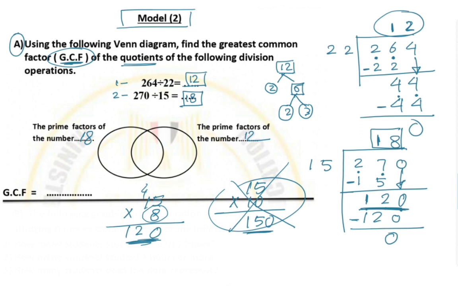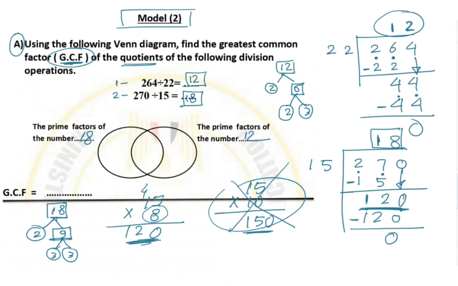Go to the next number. We have 18. Start with 2. 2 by what equals 18? 2 by 9. 2 is prime, but 9 is not. 2 by what equals 9? There is no number that 2 multiplies to equal 9. Now try 3. 3 is a prime number. 3 by what? 3 by 3. So these two numbers are prime. Now we finished prime factorization of 12 and 18.